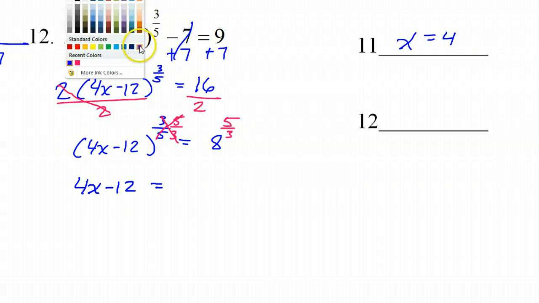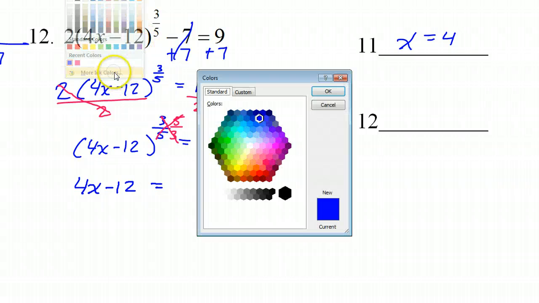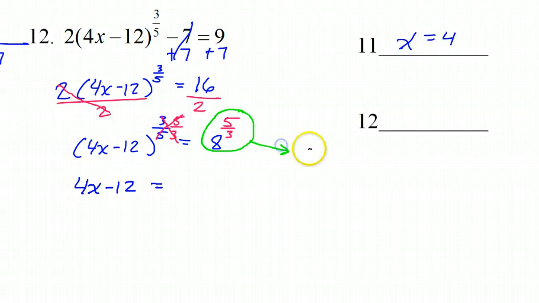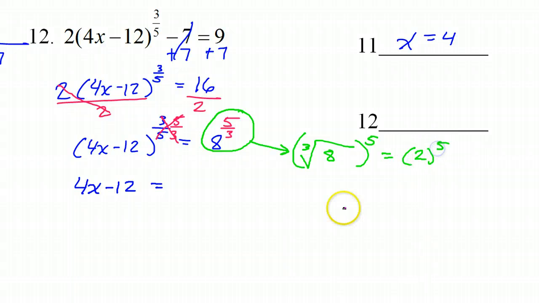So you know what, off to the side, I think I'll break out the green. I'm going to take this and I'm just going to do it off to the side. Okay, so I'm talking about the power over root. So that 3 in the denominator means it's the cube root of 8. Alright, that 5 in the numerator means to the 5th power. Alright, the cube root of 8 is 2. So that's going to be 2 to the 5th power. And 2 to the 5th power is 32.